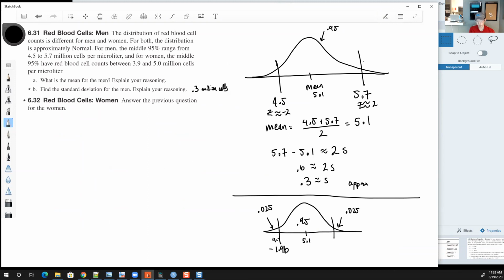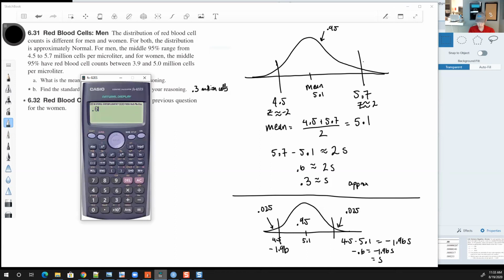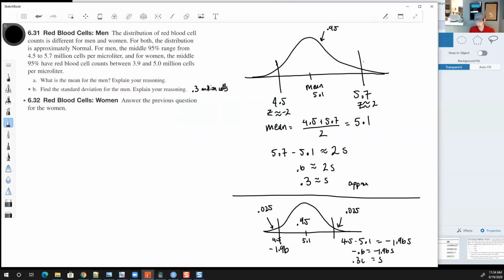And then the same reasoning would hold. So I have 5.1, I have 4.5, and we could do the same thing. We could say that the difference from the mean to where we are, 4.5 minus 5.1, is equal to negative 1.96 times s. I get negative 0.6 is equal to negative 1.96 s, and s is equal to 0.6 divided by 1.96. I get something a little over 0.306, a standard deviation of 0.306.